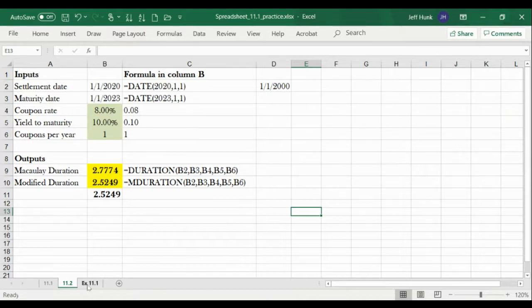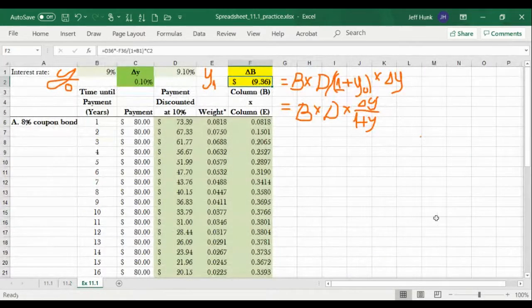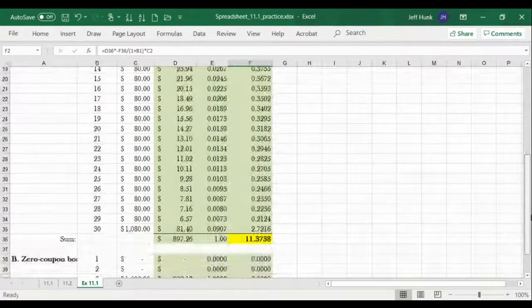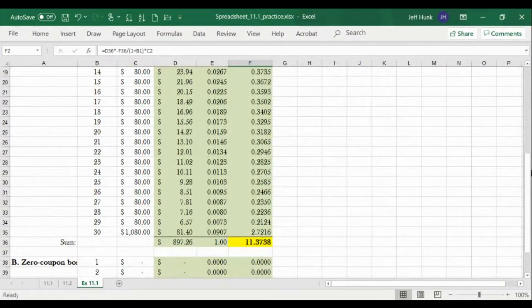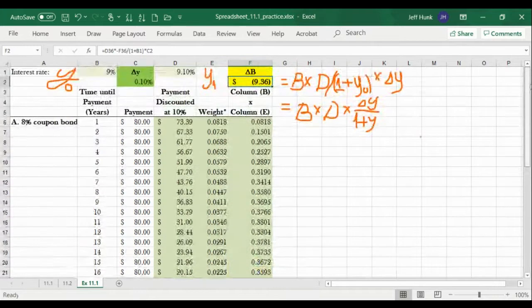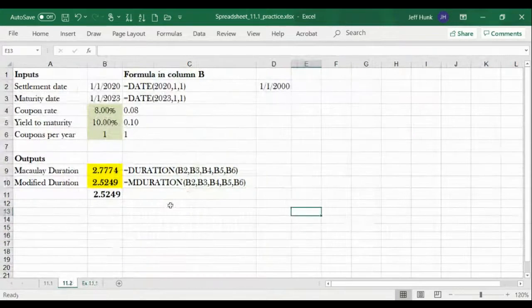And what about, let's match it with example 11.1. Let's try that one. In example 11.1, yield is 9%, and 30 years, and then the coupon rate is 8%. So it should come to 11.37, right? So let's do that.